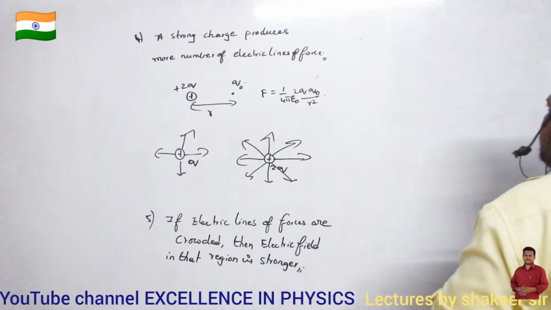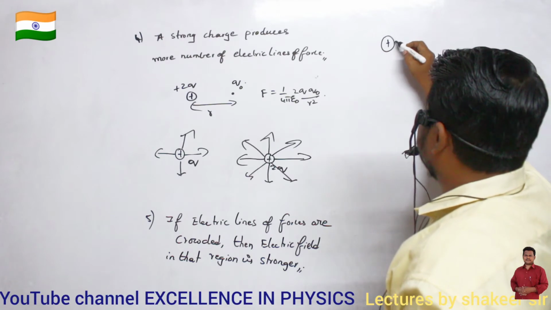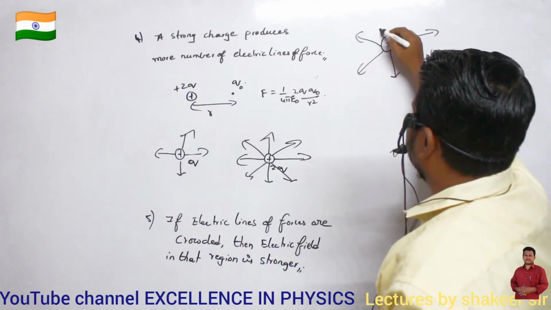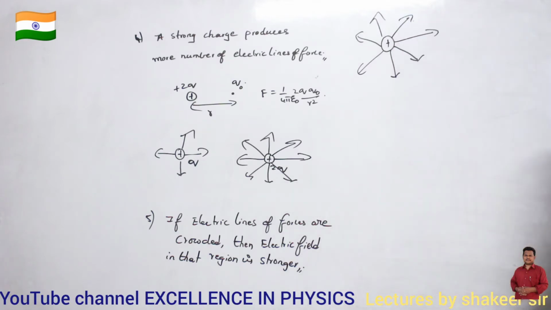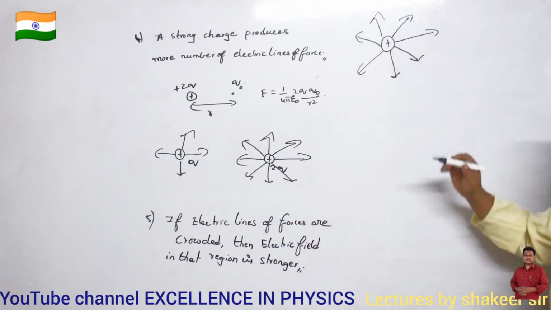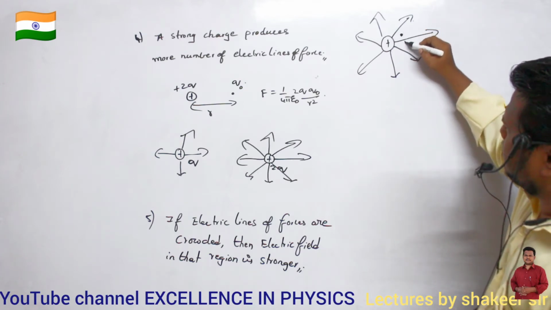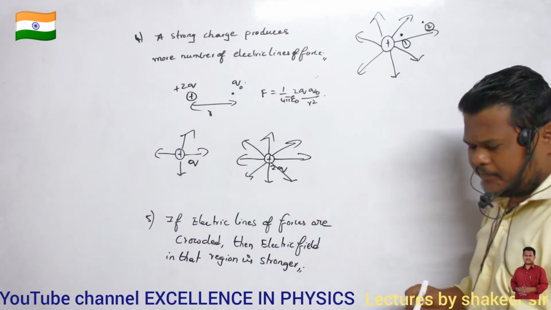See, for example, if this is a positive charge, clear? So 1, 2, 3, 4, 5, 6 lines or 7 lines, let us assume they are traveling away from this positive charge. So if I take one point here, point 1, clear? And if I take one more point here, point number 2, clear?